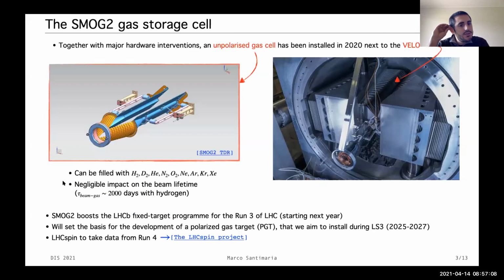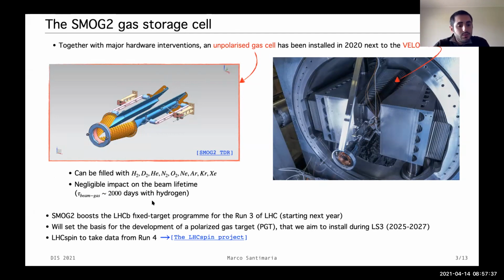For Run 3, starting from next year, we made a major hardware intervention on our detector. We also installed a non-polarized gas cell, which you can see here, just attached to the VELO. The ones you see here in the picture are the VELO detector boxes, and this one is the SMOG2 cell. In principle, this can be filled with a lot of different gases, which I've listed here, with a negligible impact on the beam lifetime.